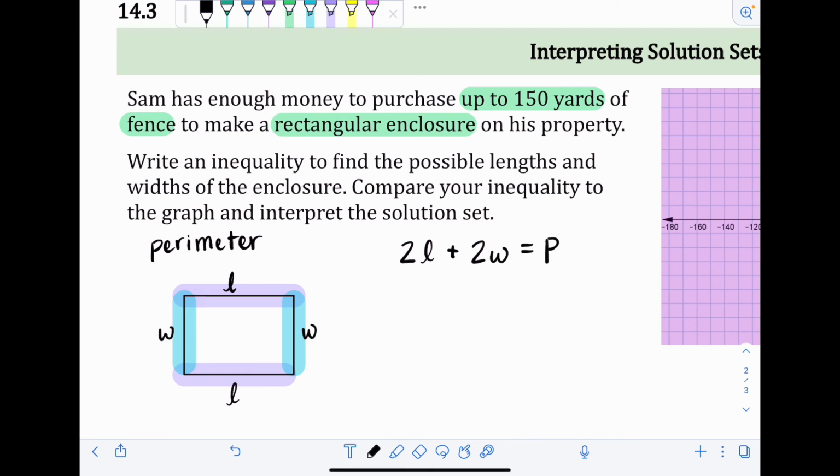Okay, so we're getting closer to being able to write the actual equation that we need. Now we just have to incorporate what the perimeter is going to be, or what it can be. It says that he has enough money to purchase up to 150 yards. I'm just going to focus on the 150 now. That's what our perimeter can be. So I'm going to replace the P with the 150.